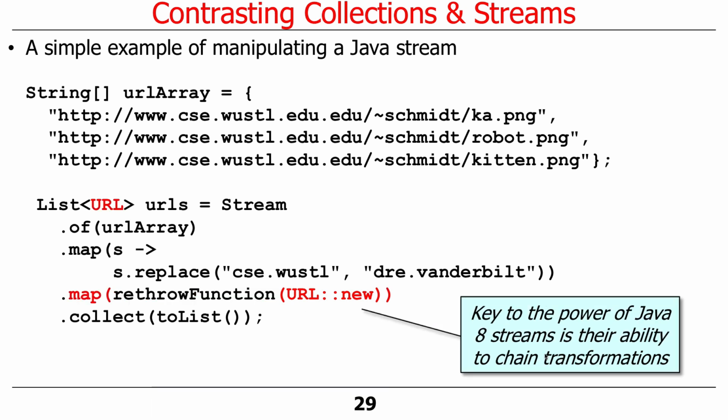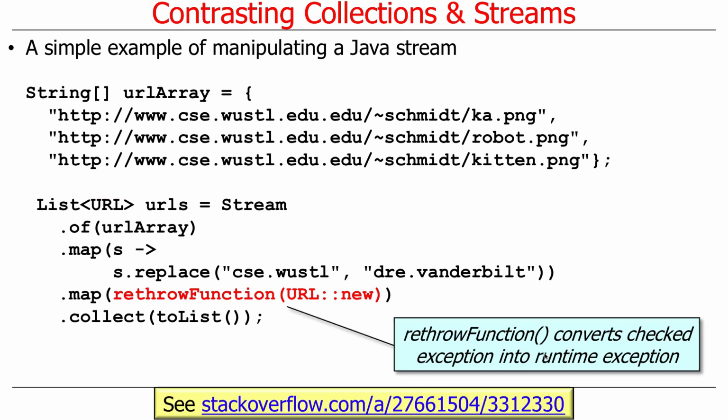You can see here again how we can put things together just by adding a new stage in our pipeline. And then I'm also showing how the rethrow function can be used to convert checked exceptions into a runtime exception.